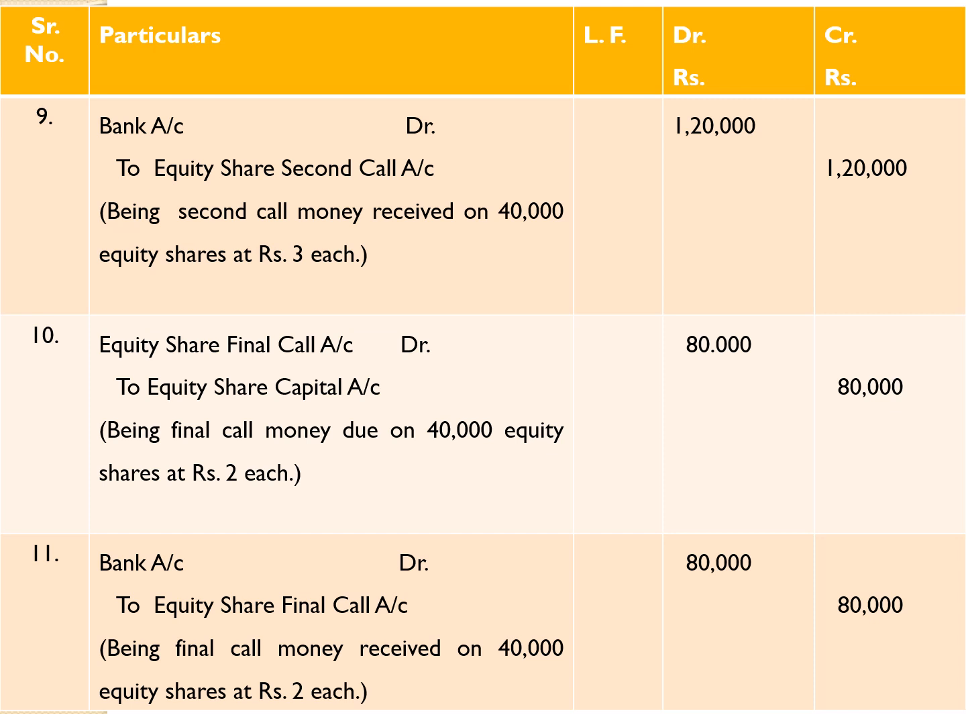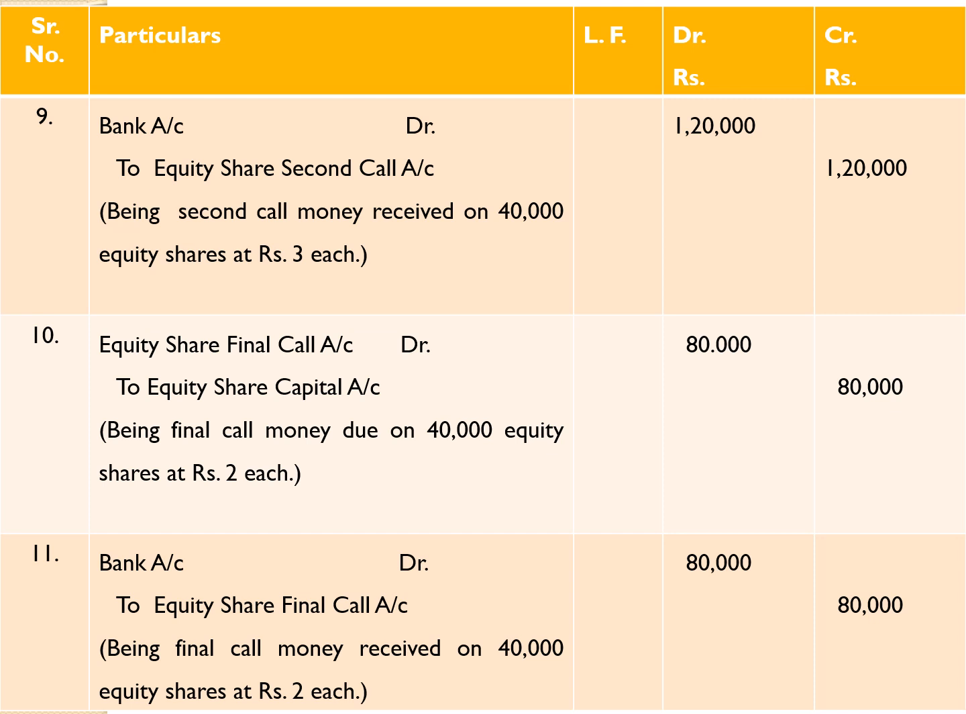And the last part of our solution is the final call. Final call means the company is not going to make further calls; that is the last call. Amount due on final call, or last call, or third call, here named as final call. Consider here the number of shares issued, 40,000. Amount called upon on the final call is rupees 2 per share.